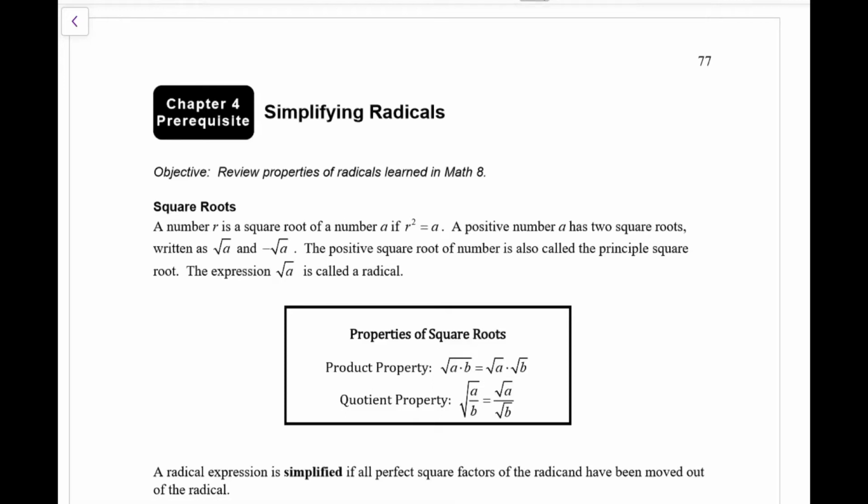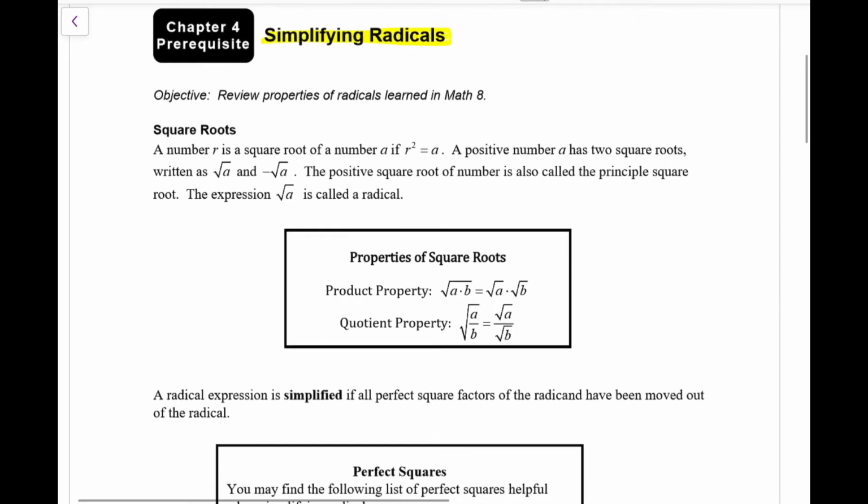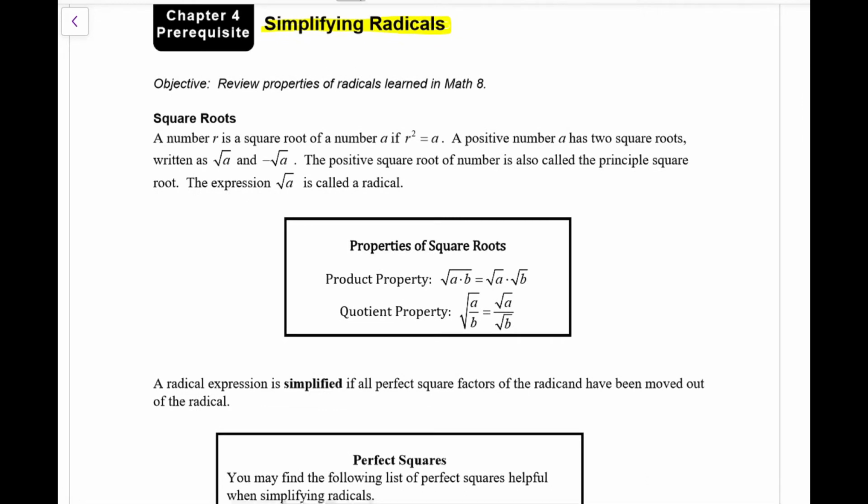Today we're looking at our note guide at Chapter 4 Prerequisite. We're just going to work on simplifying radicals today. We're on page 77 of our note guide. Now, if I had something like 5 squared, this is equal to 25.